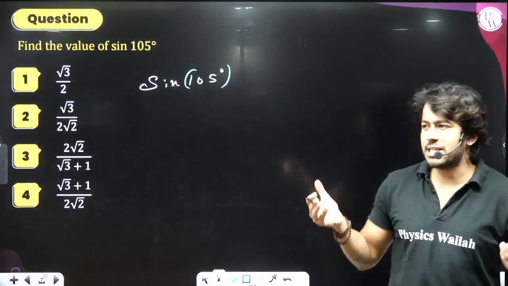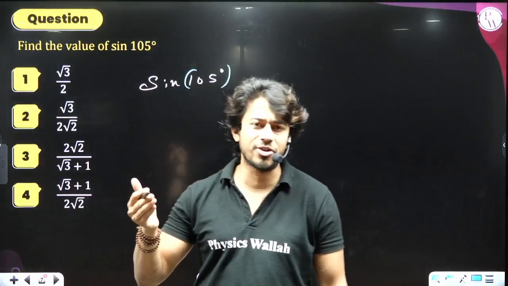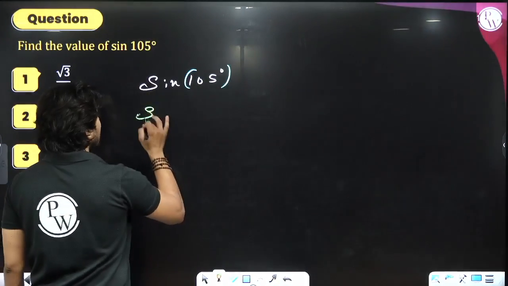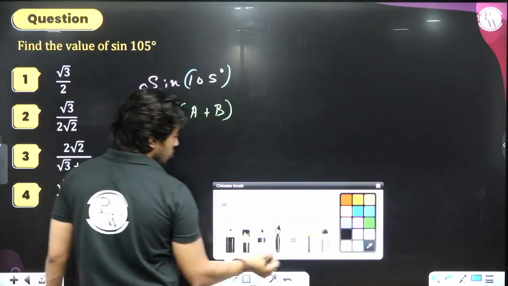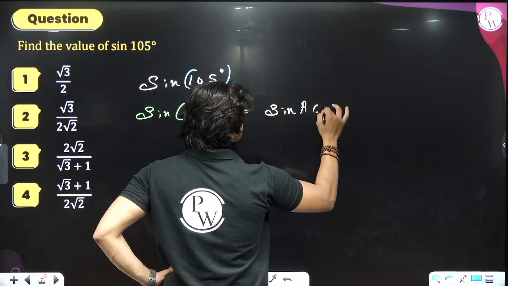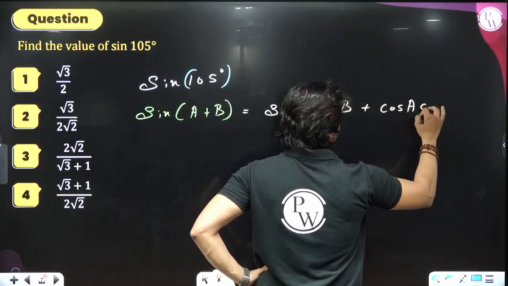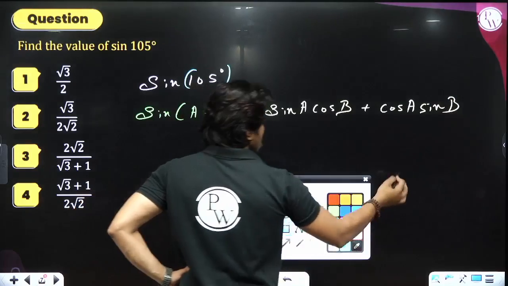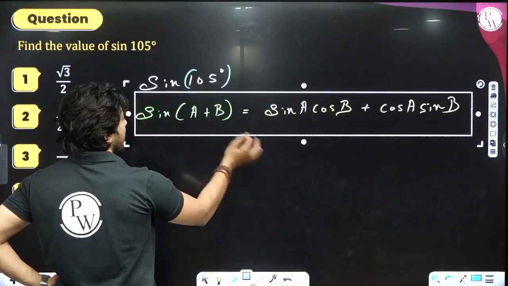We have studied physics for nearly 2 years now for the NEET examination. Are we aware of some trigonometric relation? Yes, sir. We are aware of the relation for sine of A plus B. What is that relation, dear students? That relation is sine A cos B plus cos A sine B. Okay, so let's substitute the values and find out the value of sine 105.